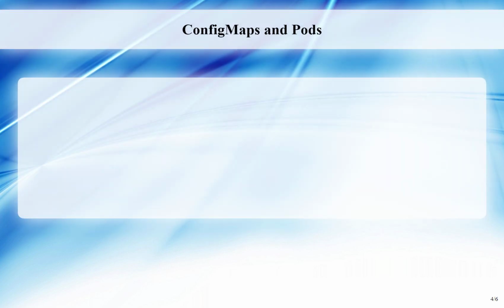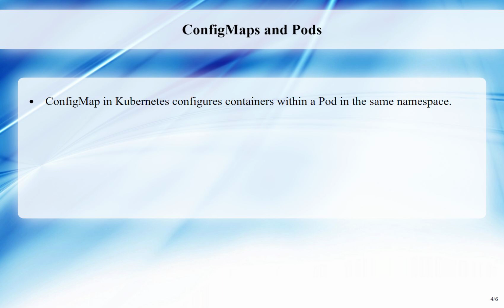ConfigMaps and pods. A ConfigMap in Kubernetes can be used to configure containers within a pod. The pod and ConfigMap must be in the same namespace.